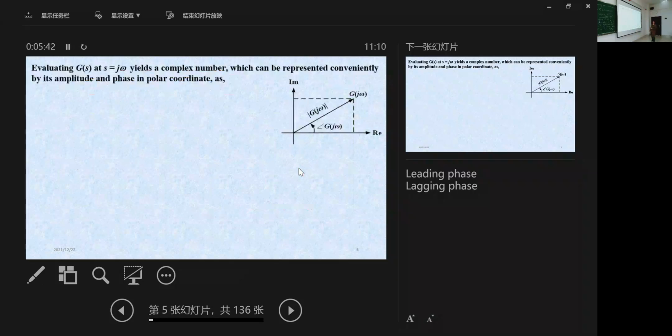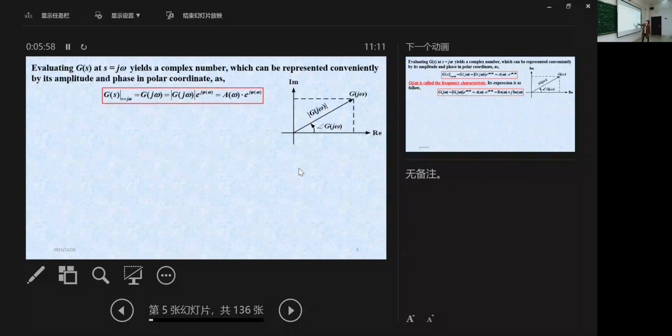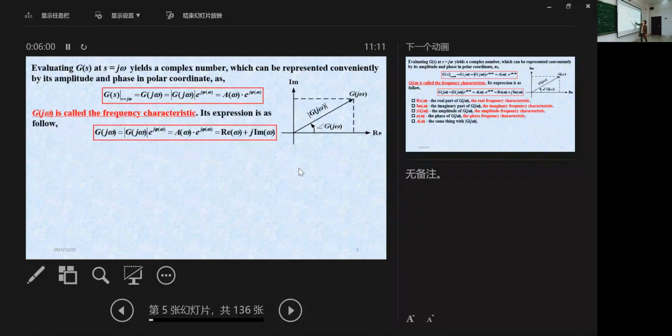Evaluating G(s) at s equals j omega yields a complex number, which can be represented conventionally by its magnitude and phase. So this is the transfer function, and you let s equal j omega. Then you will find this: this is the magnitude of G(j omega), and this is the phase. You can write it as e to the power of j phi(omega). Phi is the phase.